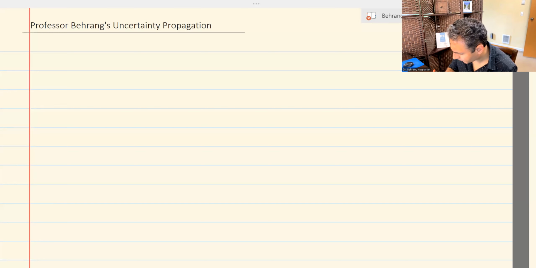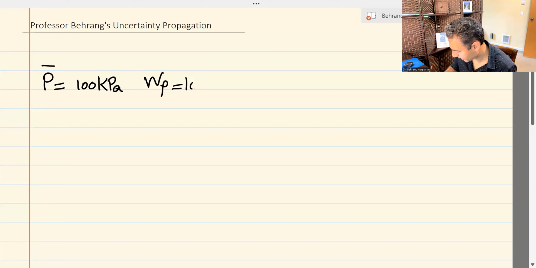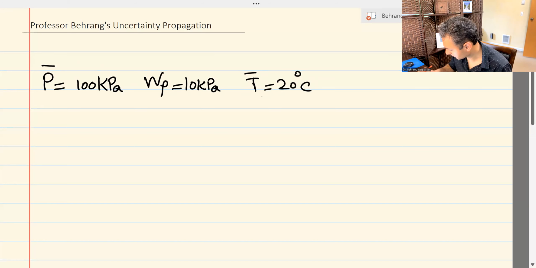Okay, one more time. The average value for pressure was given as 100 kPa. And the uncertainty of pressure was given as 10 kPa. The average value for temperature was given as 20 degrees Celsius. We have to convert this to Kelvin because that's not going to work if we do the ideal gas law with Celsius. And the uncertainty of temperature was given as 2 degrees Celsius.